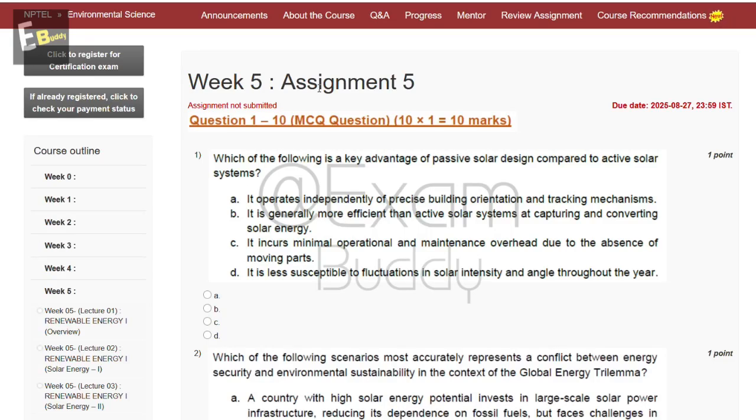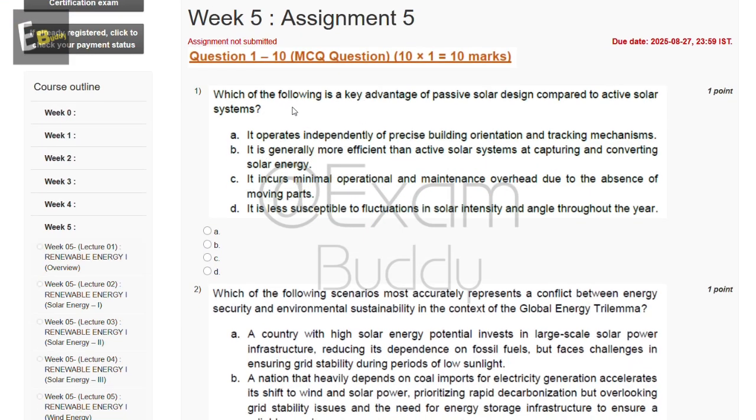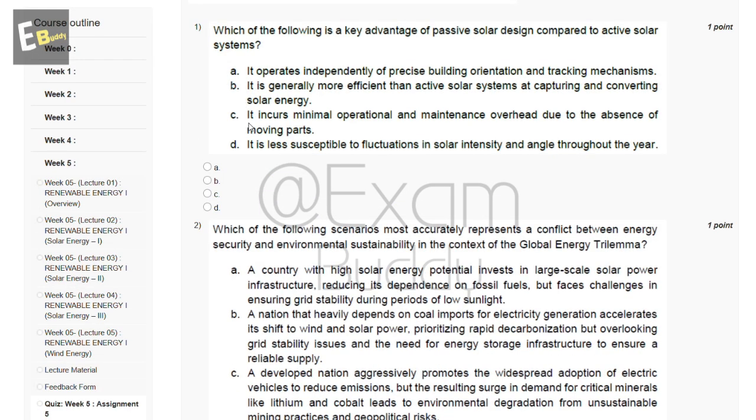Now let's do our assignment, Environmental Science Week 5 assignment 5. So the first question is, which of the following is a key advantage of passive solar design compared to active solar systems? So these are the options, and the answer of our first question is C. It incurs minimal operational and maintenance overhead due to the absence of moving parts.